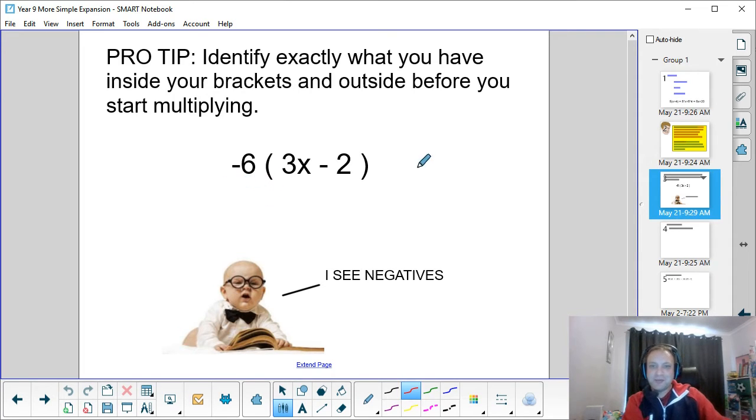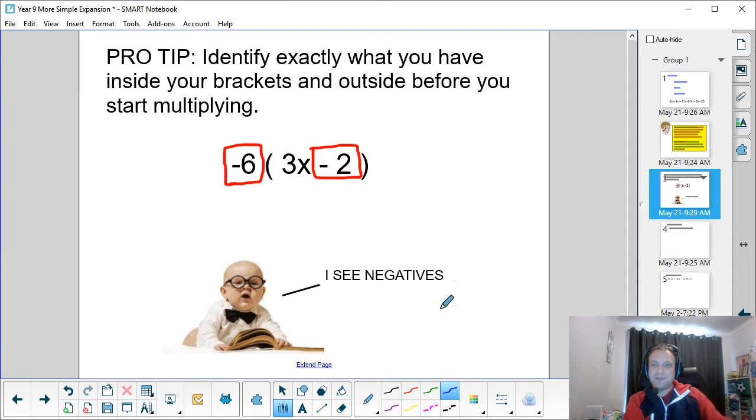So I see a bracket like this. What I see on the outside is a -6. There's a minus right in front of it. So if I'm looking for a negative on the inside, well, this too is negative as well, right? Identifying that this is a negative and that's a negative, that's really important. The 3x doesn't have a minus in front of it, so it's not a negative term.